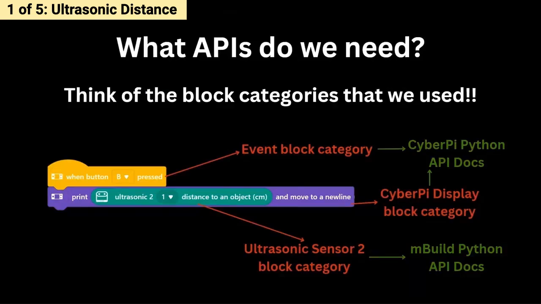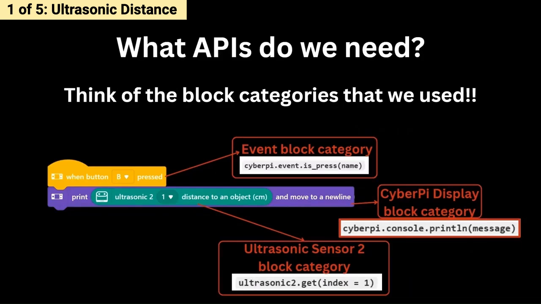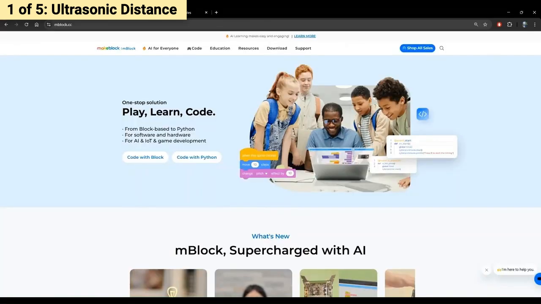Now let's update this page with the APIs that we chose. Awesome! Now we're ready to start programming. Before we jump into programming, I want to mention that I was having trouble with the Python programming using the web editor. So from this video onward, I'll be using the mBlock desktop application.